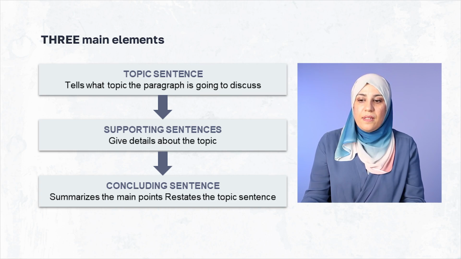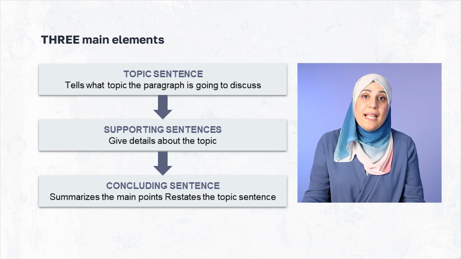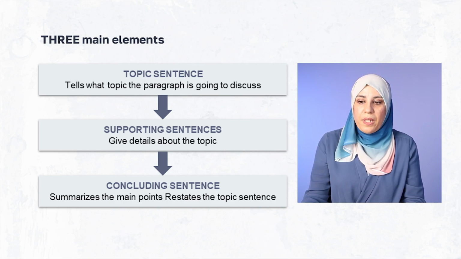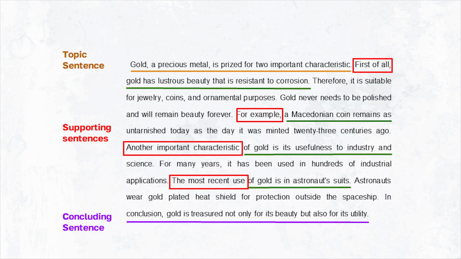The topic sentence, which is the most important sentence of the paragraph because it tells the reader about the topic of the paragraph. The supporting sentences, which give more information or details about the topic. And the concluding sentence, which marks the end of the paragraph by summarizing the main points or restating the topic sentence.